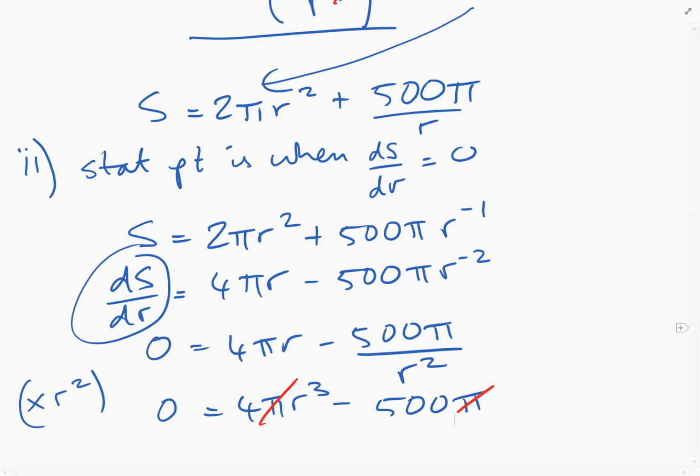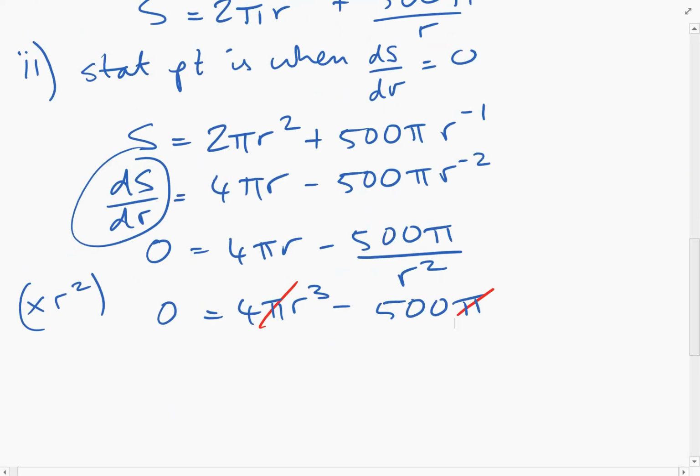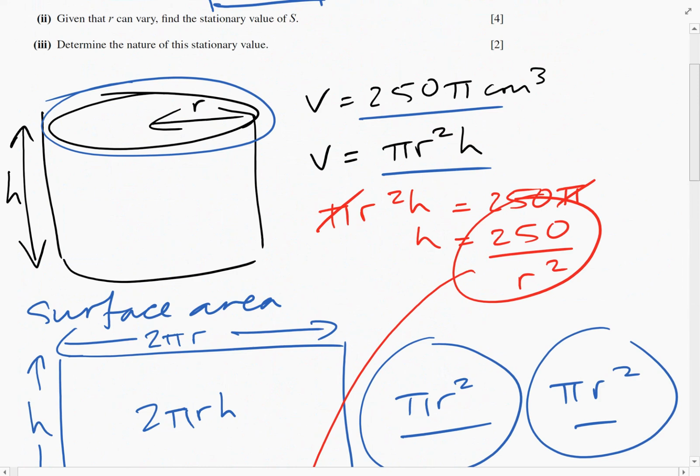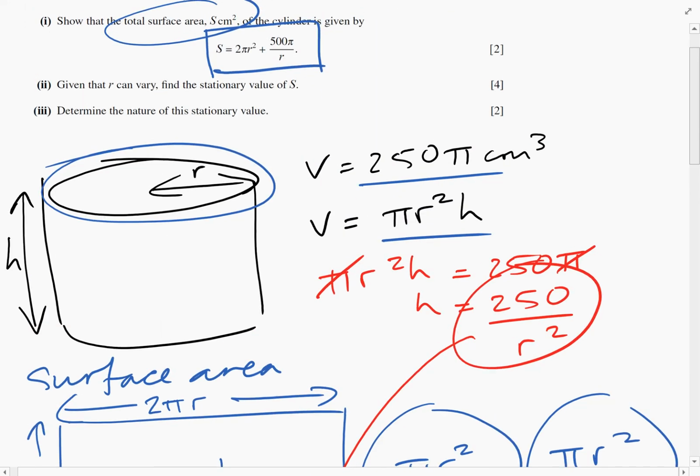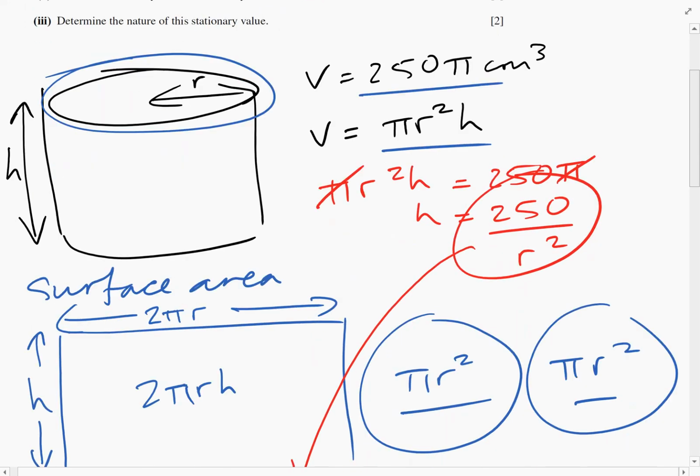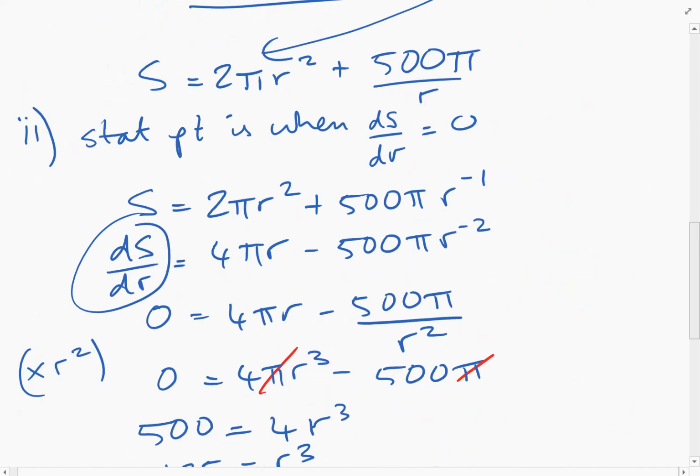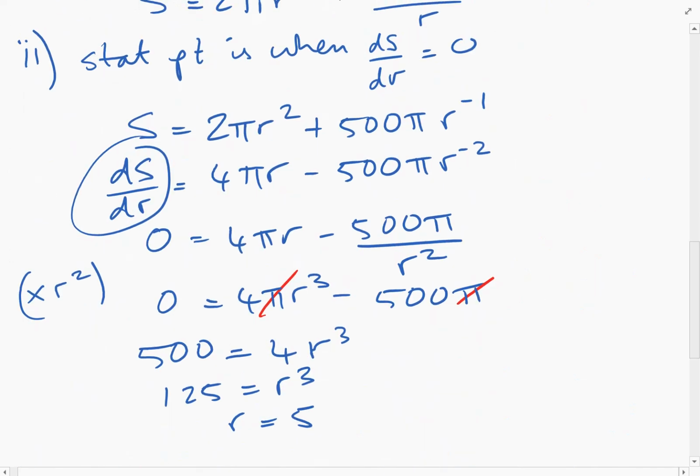And so we just want to rearrange this, get r on its own. So let's put the 500 over on the left. Divide by 4, that will give us 125 equals r cubed. And so r will equal 5. That's not the answer to the question though. Let's just go back to what the question says. It says find the stationary value of s. So not the r value, it's the value of s we actually want.